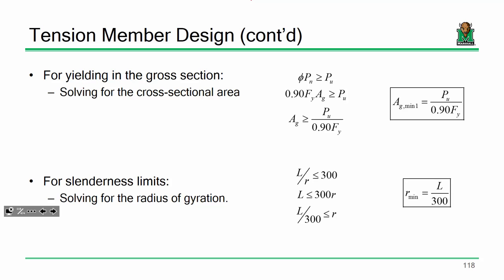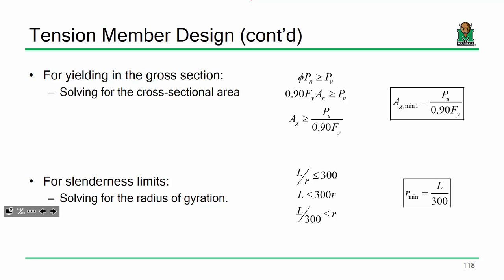So solving, dividing out everything on the left, I get the load. Remember this load, that's your 1.2 dead plus 1.6 live, what have you, divided by 0.9 Fy. So I propose that when we are selecting members, we need to select a member such that its gross area is at least Pu over 0.9 Fy. Everybody okay with that? Okay.